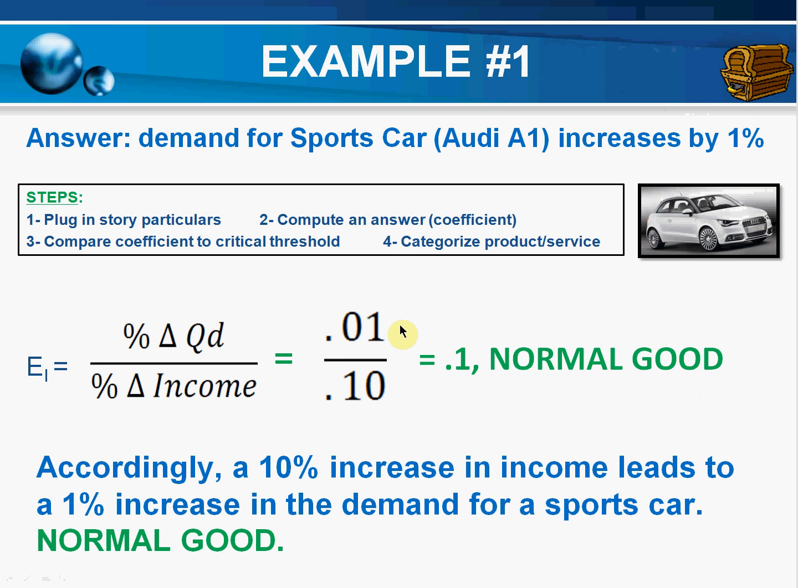Well, we find that the demand for the Audi A1, the sports car, increases by 1%, following a 10% increase in income. When we plug in these particulars to this equation, we find that we end up with a positive number. Again, how positive it is not the point of this task. The degree is not the point. The category is. And if this is anything positive, then categorically we call the good normal, meaning that our income going up would be related with a positive demand for the product.